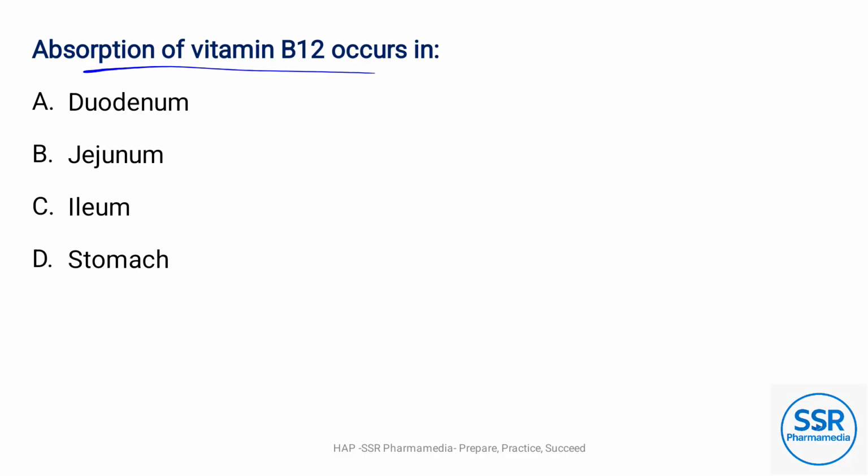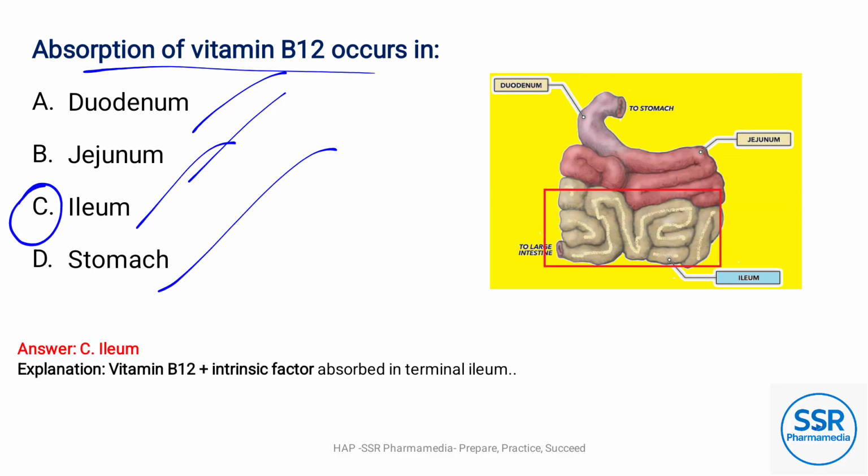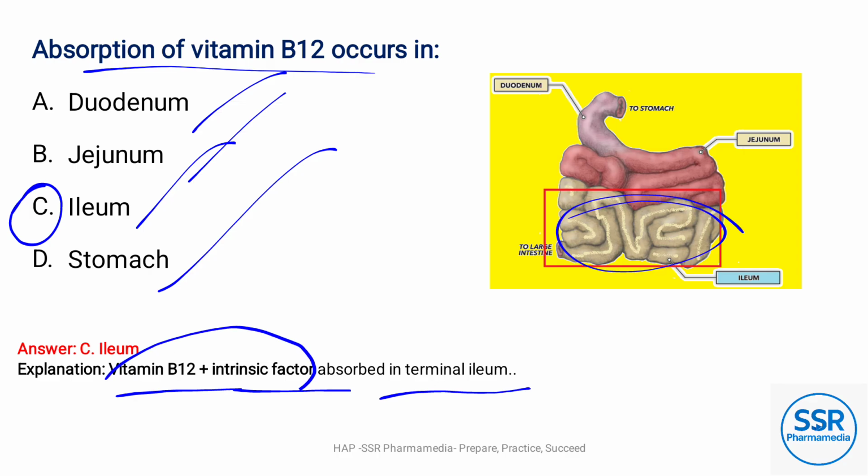Absorption of vitamin B12 occurs in option A, duodenum. Option B, jejunum. Option C, ileum. Option D, stomach. The answer is option C, ileum. Vitamin B12 and intrinsic factor are absorbed in the terminal ileum. Vitamin B12 is absorbed along with the intrinsic factor. Without intrinsic factor, vitamin B12 will not be absorbed.